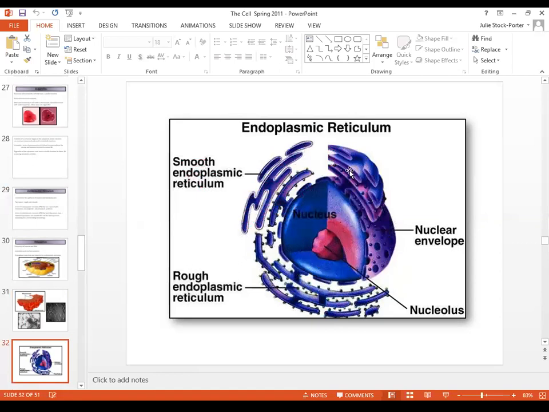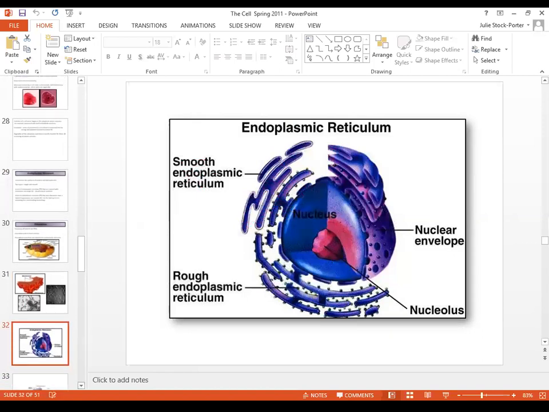Now, the smooth endoplasmic reticulum is also a factory, and this is where we take care of drugs and our fats and things. So drugs and fats and things are taken care of in the smooth endoplasmic reticulum. Rough endoplasmic reticulum is the site of protein synthesis. The ribosomes are the assembly workers that go in there and actually create protein.